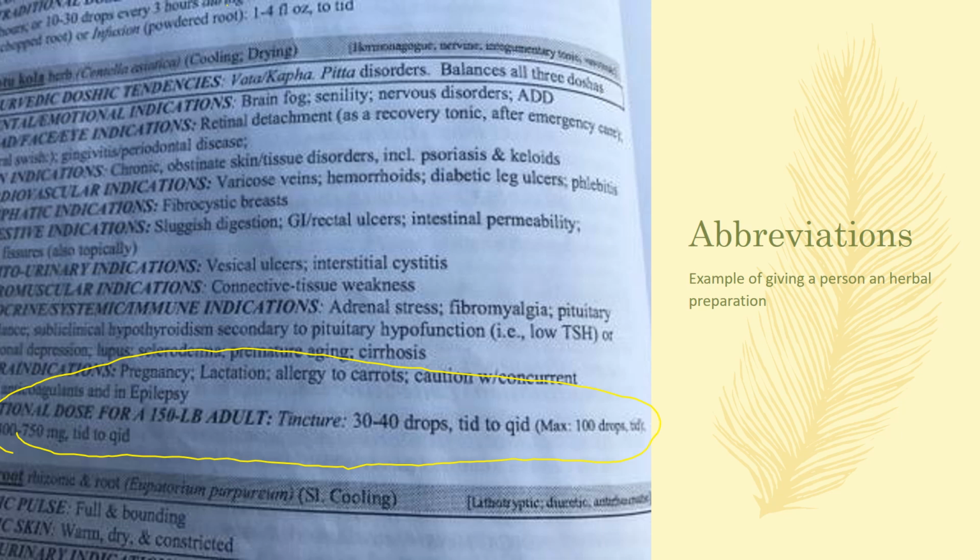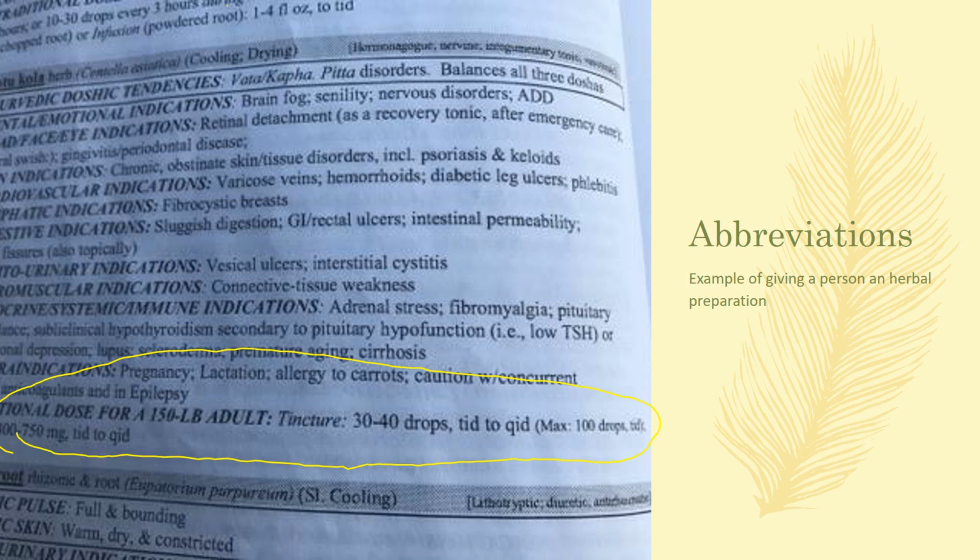So it says for a 150-pound adult, if you're using a tincture, it is alcohol based, and the dose for the alcohol-based herbal preparation is 30 to 40 drops. And the usage is TID to QID. So what is TID? We said that QID is 4 times a day. TID is 3 times a day. So for this 150-pound adult, they will have gotu kola tincture 3 times a day to 4 times a day, so either way, 30 to 40 drops. And then you see it says a max of 100 drops 3 times a day.